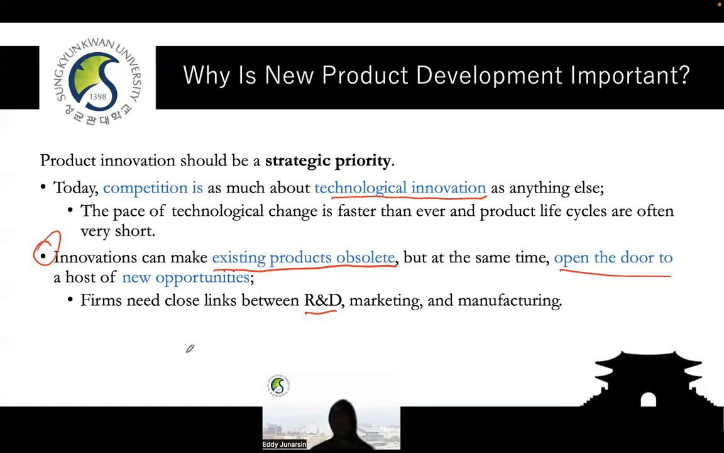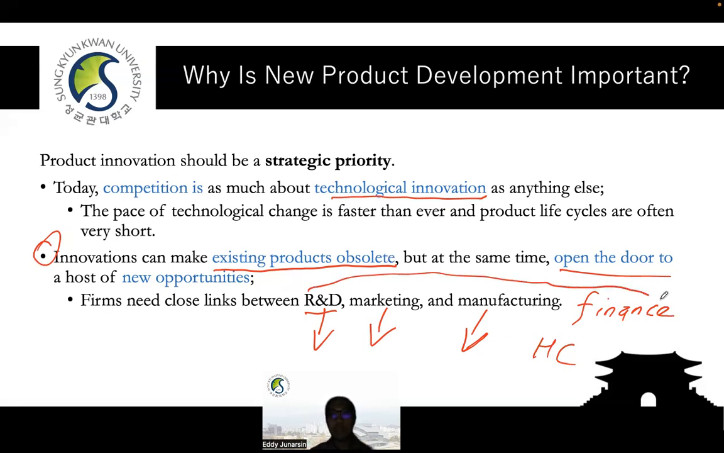the synchronization, and also the multidisciplinary effort. The R&D, research and development, marketing, production, and even other managerial functions like finance, and also human capital. I think they should be coordinated in a unified effort and style. So we couldn't apply the traditional silos in managerial functions that we saw in the past.